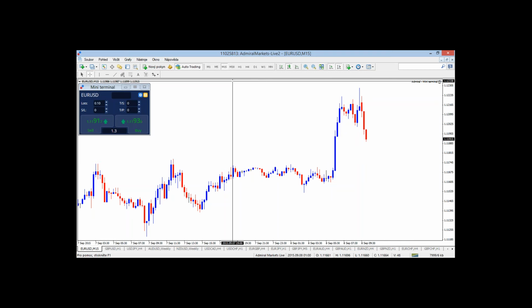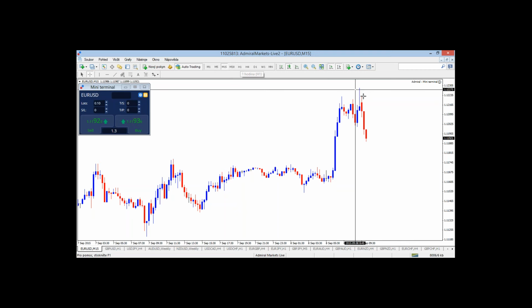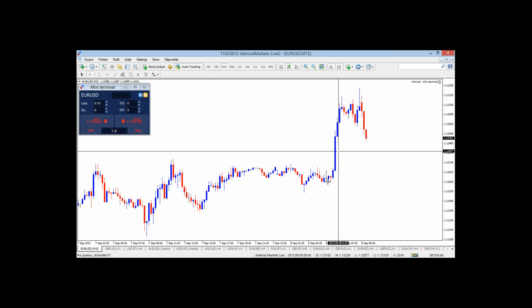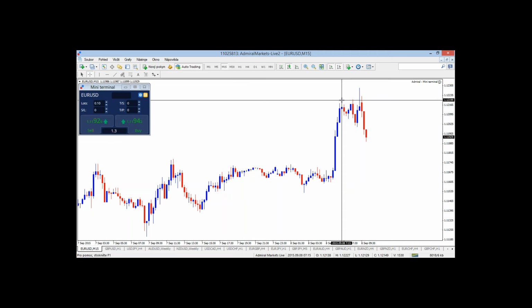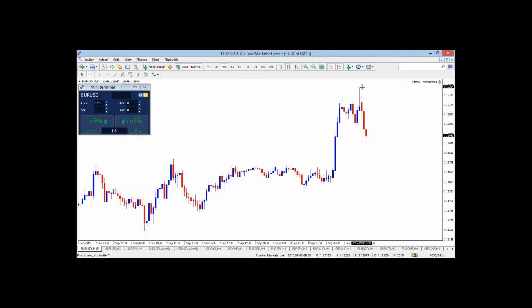Good. Let's take a look at the euro dollar. We got a bit of a wick here, a bit of an oversold situation. We had a nice momentum to the upside pretty early in the day, and got a bit of a retracement now at this moment.